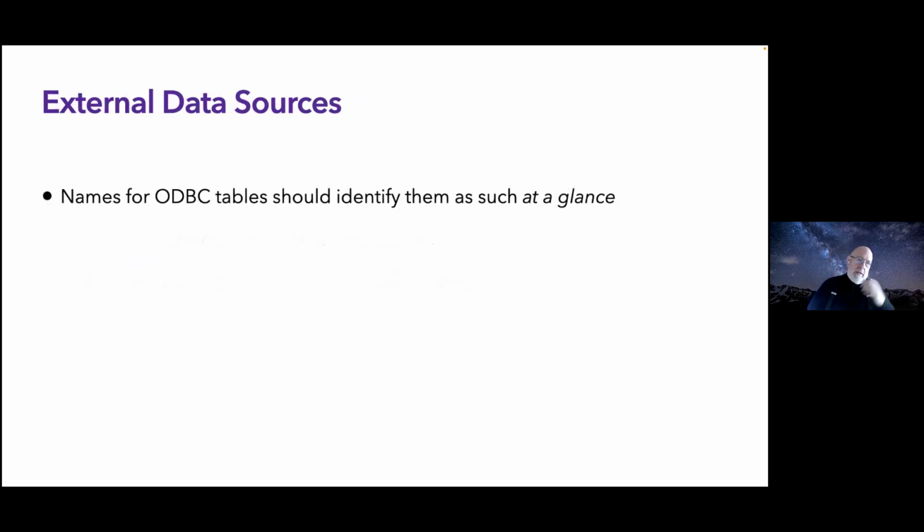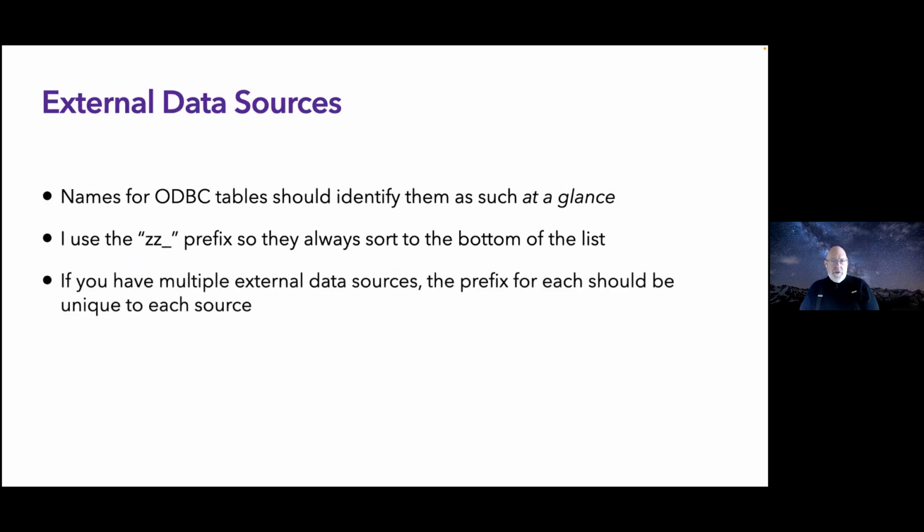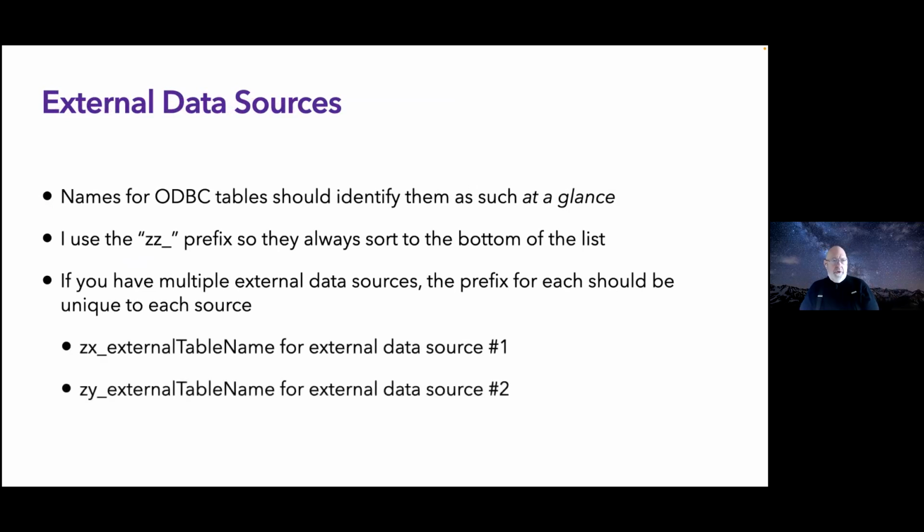External data sources. I think that names for ODBC tables should be identifiable at a glance. And the way I do that is a ZZ prefix. So they always sort to the bottom of the list. If you have multiple external data sources, then you can do ZX, ZY, ZZ, and so on, however many you need to also force them to the bottom of the list. That way, there's no cluttering of your tables list as to which is external, which is internal to FileMaker.